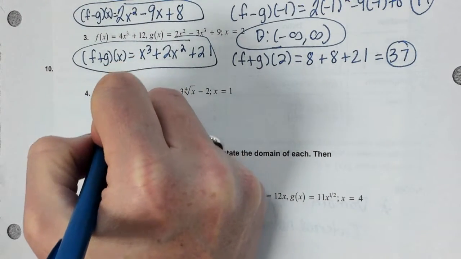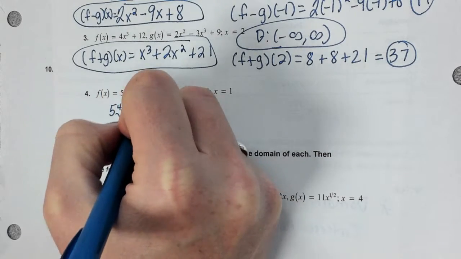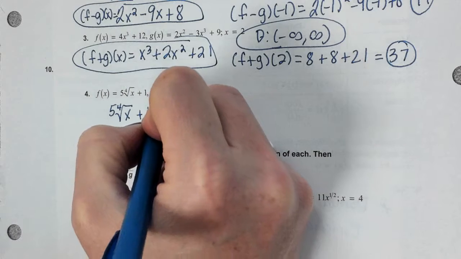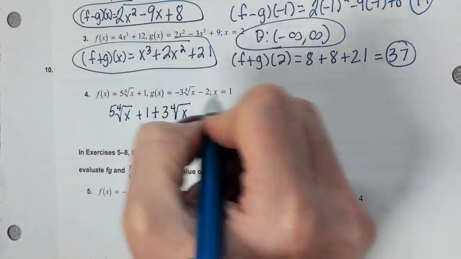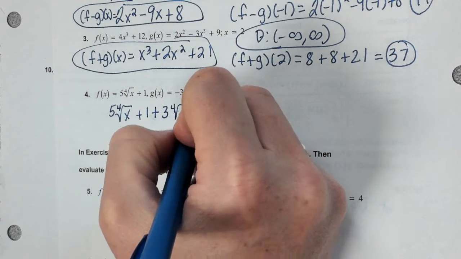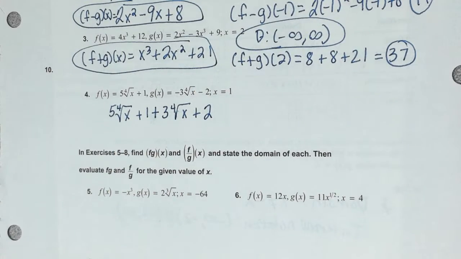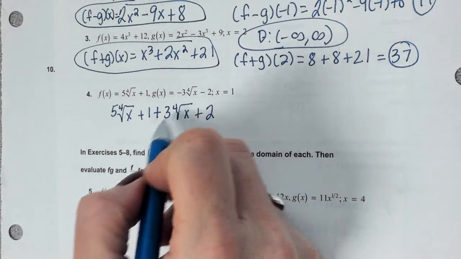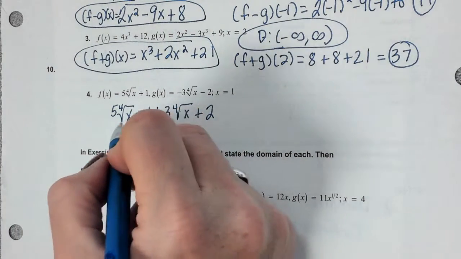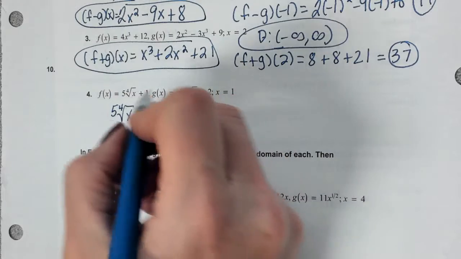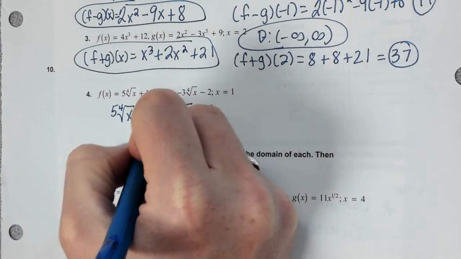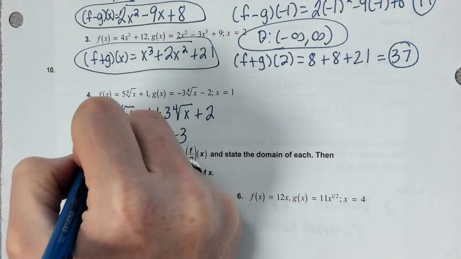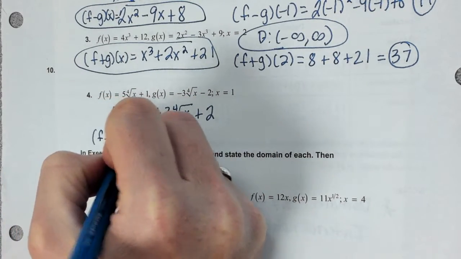So we have 5 times the 4th root of x plus 1 minus negative 3. So that's going to be plus 3, 4th root of x. And then we have minus negative 2, so that's going to be plus 2. Again, careful when you subtract that you do minus both of those. So now I'm going to have 5 4th root of x plus 3 4th root of x. That's going to be 8 4th root of x. And then 1 plus 2 is going to be 3. So there's our answer for f minus g of x.